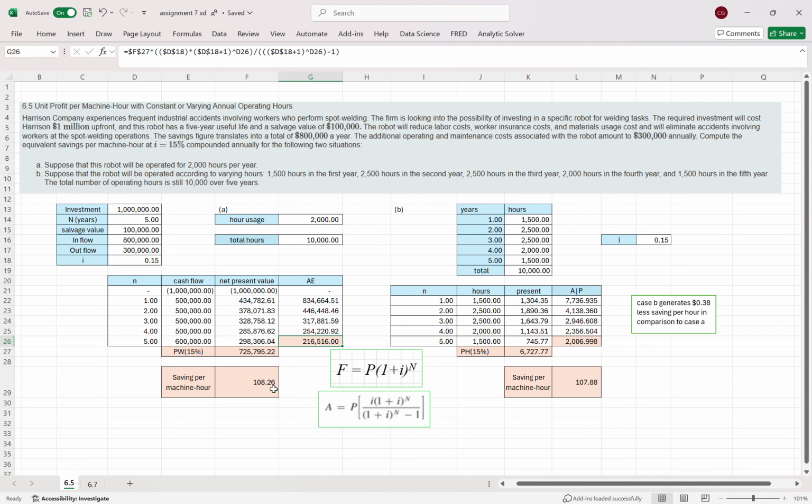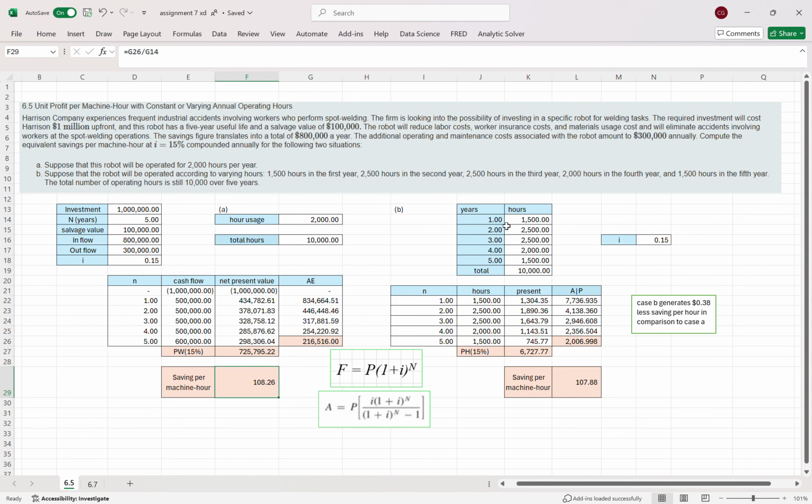And then for the savings per hour for this option, I basically divided the annual equivalent of $260,516 by the hour usage stated in the problem of 2,000 hours. And I got $108.26.